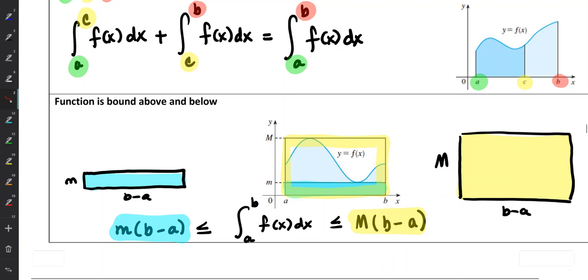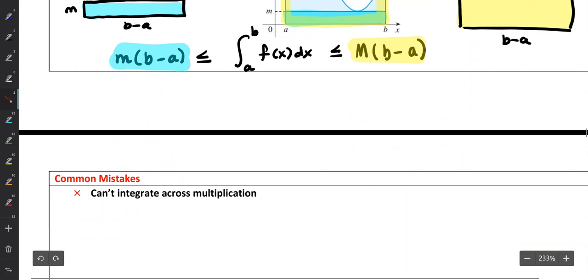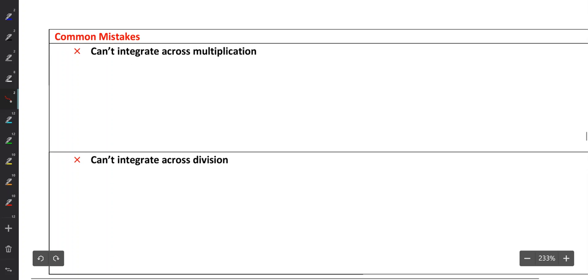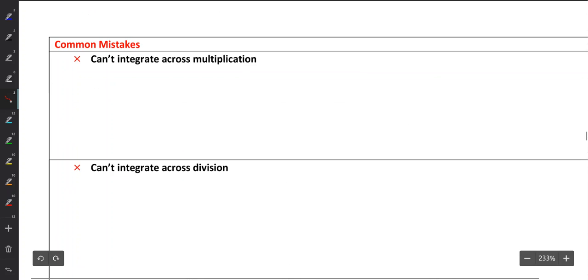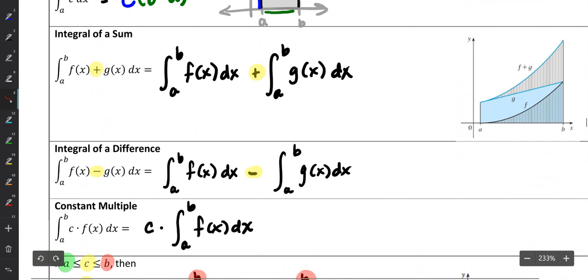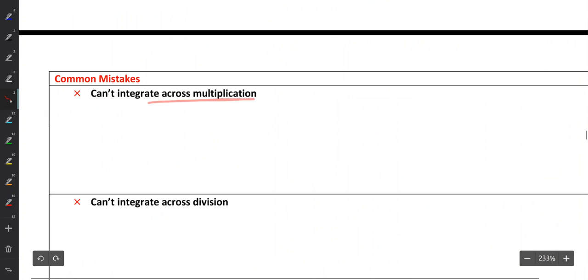Okay, so here are some properties of integrals. Don't stress about this one so much. I want to just illustrate a few common mistakes, and then we're going to go ahead and do example 4, and that'll conclude this video. So this is used a ton in your Calc 2. We can compartmentalize our thinking when we have addition and subtraction. Just like I can differentiate across terms, I can integrate across terms, but not factors. We can't integrate across multiplication or division.